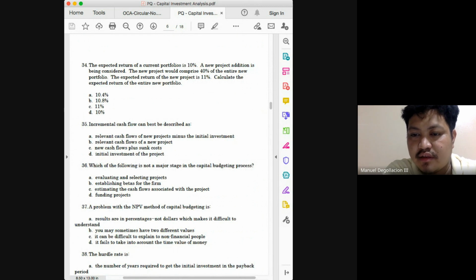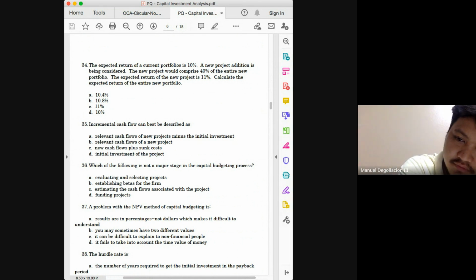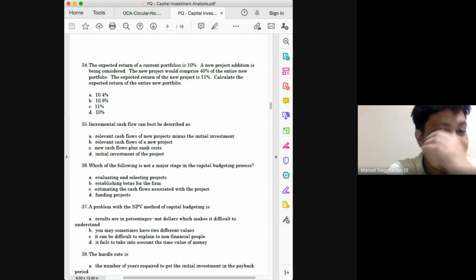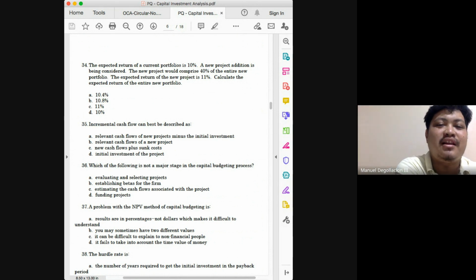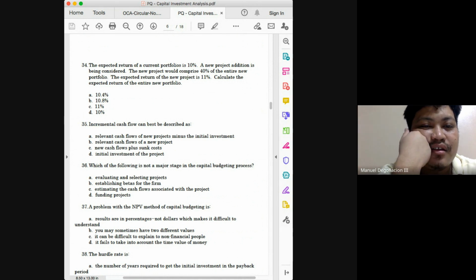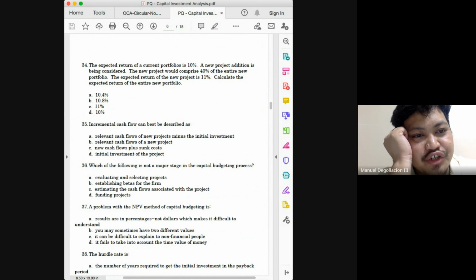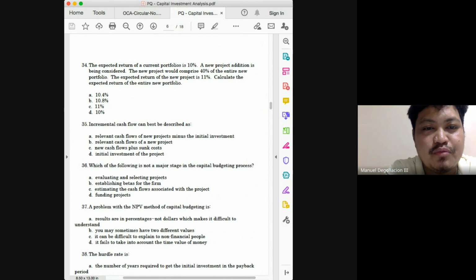The question is expected rate of return on the entire portfolio. Okay, so you just get the weighted average. Okay, so before the project, the expected rate of return is 10%. Then a new project addition is being considered. The new project would comprise 40% of the entire new portfolio. The expected rate of return of the new project is 11%. So with the addition of the new project, which has an expected rate of return of 11%, you would expect that the expected rate of return in the entire portfolio will go up.